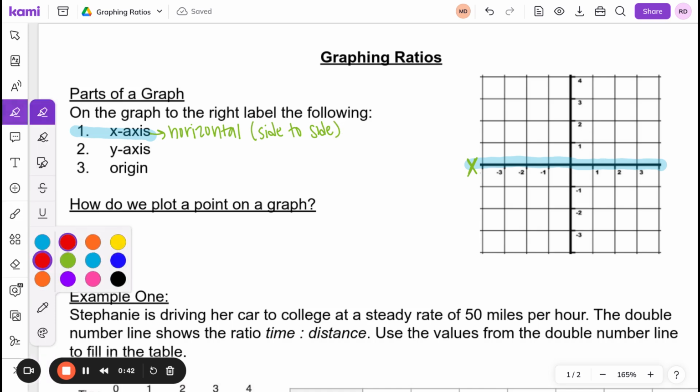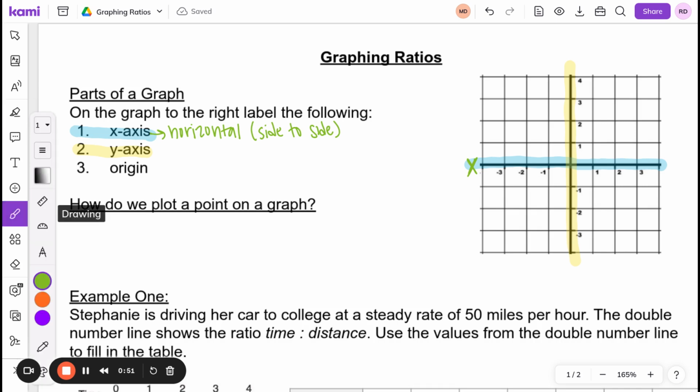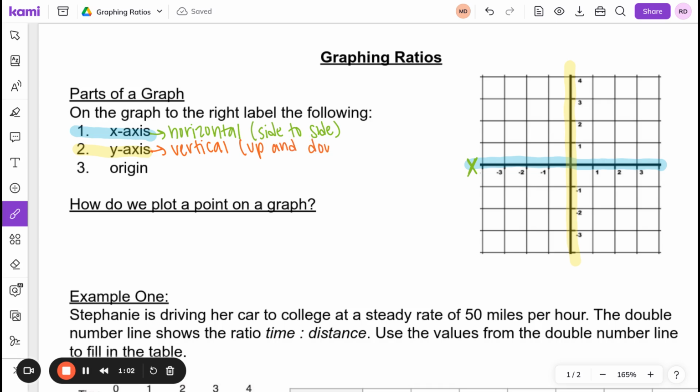That means that the y-axis is vertical, and it tells us to move up and down.